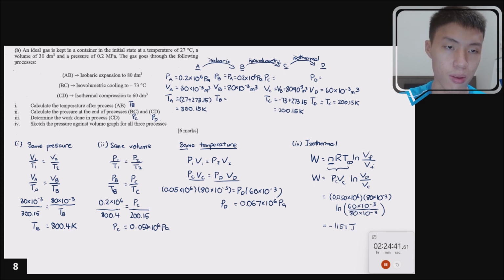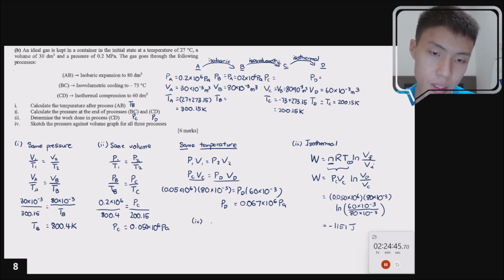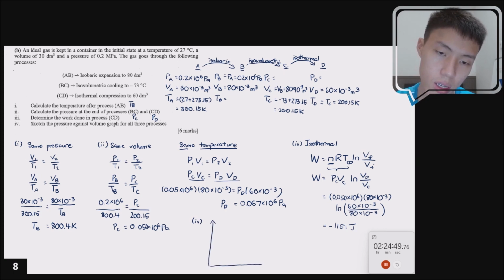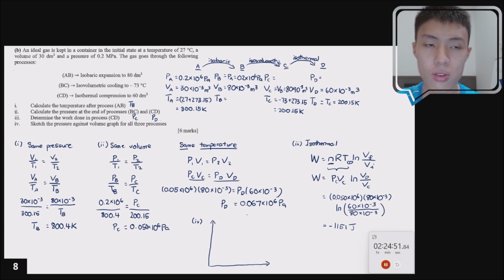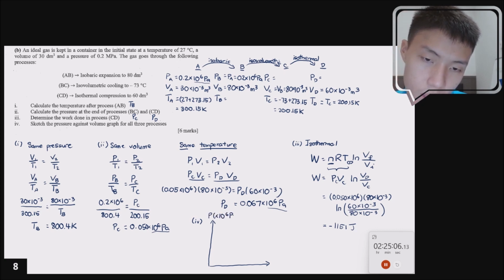Last question asks for the pressure against volume graph. Let me just sketch it down here. Pressure, volume. Use the unit that is most convenient for us. Here, we do everything in times 10 to the power 6, so let's use our pressure unit as times 10 to the power 6 Pascal.